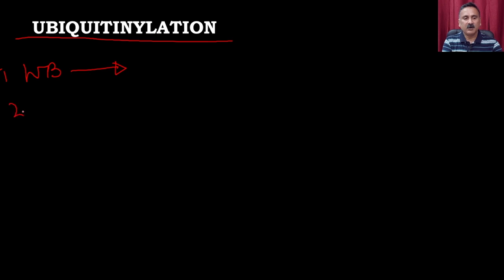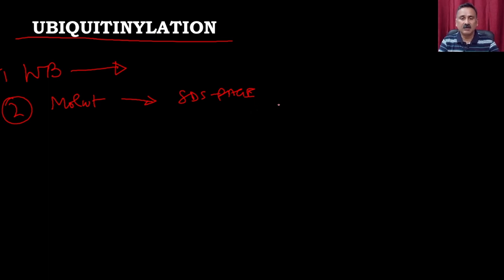Number two, you can also check the molecular weight. You can run the SDS-PAGE, and it is going to tell you, because each ubiquitination round increases the size by 8.3 kDa. So you can imagine, if you have the addition of 5 ubiquitin, then it is going to be approximately 40 kDa. There will be a change of 40 kDa and so on.